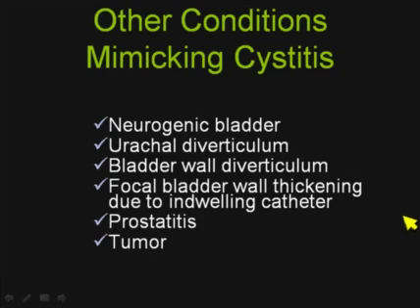Now, some conditions can mimic cystitis. Neurogenic bladder can have a thick wall that looks irregular. There may be a urachal diverticulum, bladder wall diverticulum. Sometimes focal bladder wall thickening develops in the presence of an indwelling catheter. With prostatitis, there can be some symptomatology that is confusing with cystitis, and at times a tumor may have some similar characteristics.